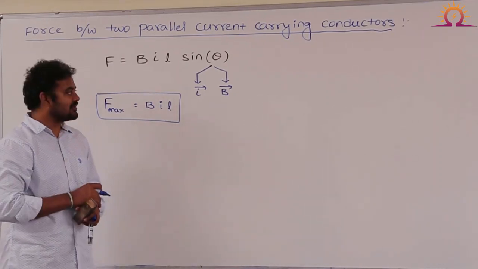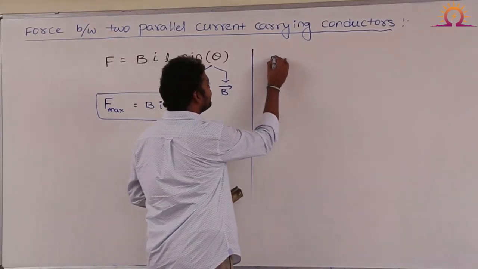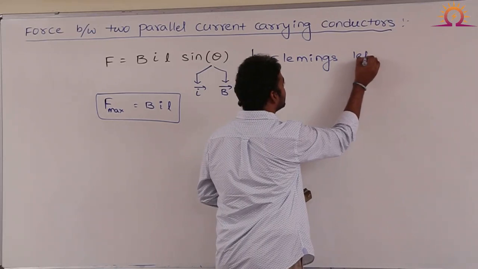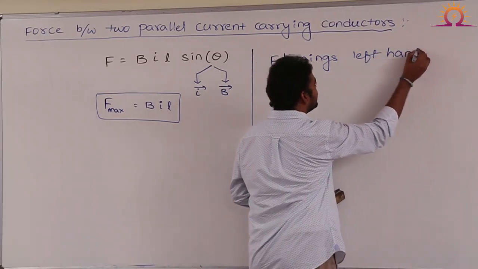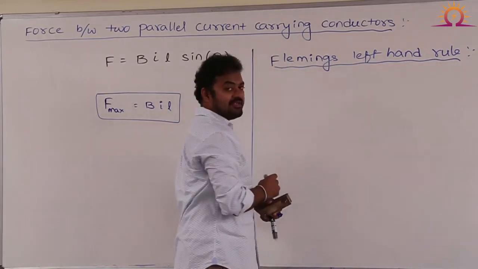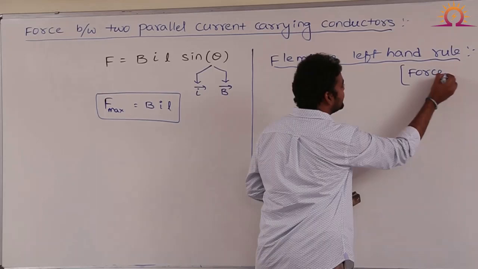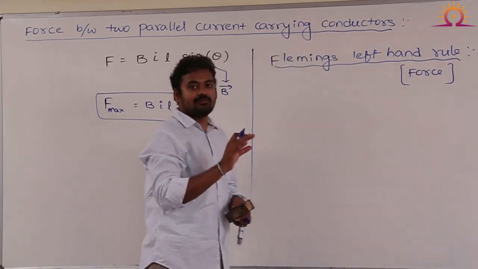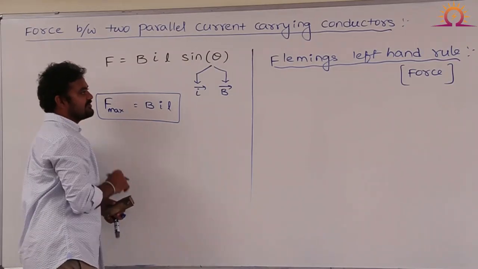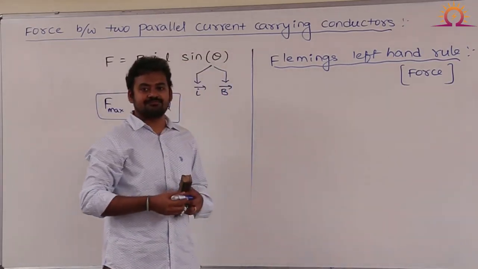Very simple, we can identify the direction of force using Fleming's left hand rule. Very important, Fleming's left hand rule. It is used to identify the direction of a force, not magnitude. Magnitude can be identified using the Lorentz force equation. Direction can be identified using Fleming's left hand rule.